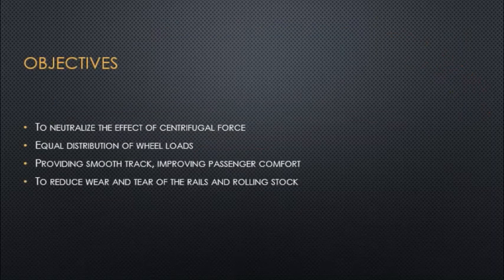Next we will discuss the objectives of providing super elevation. By providing super elevation, we can utilize the effect of centrifugal force that is caused during the movement of locomotives through the curves. Thereby we can ensure the equal distribution of wheel loads, and that will provide a smooth track and improve the passenger comfort. It also helps to reduce the wear and tear of the rails and the rolling stock.